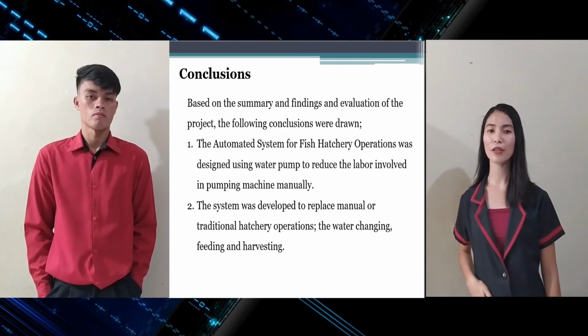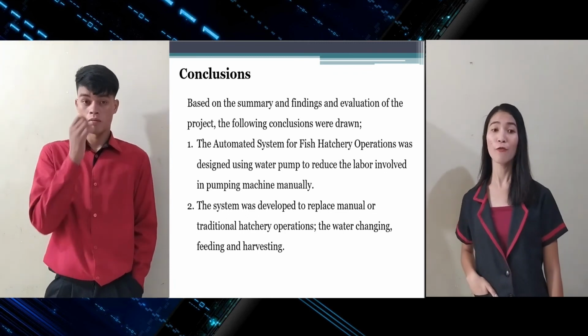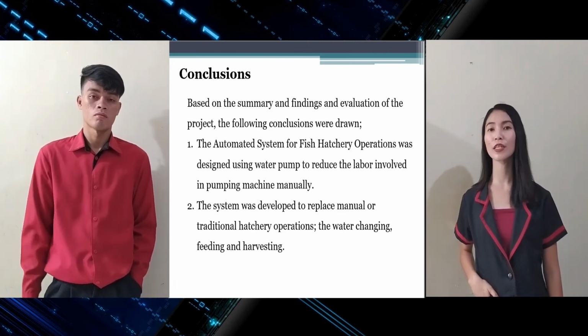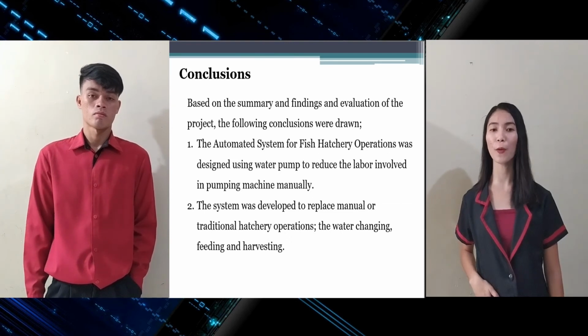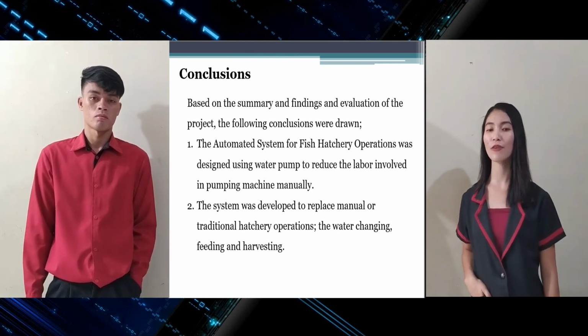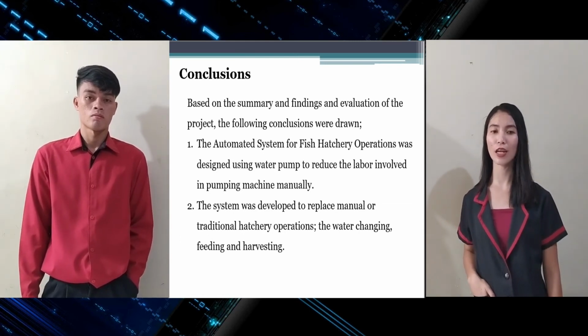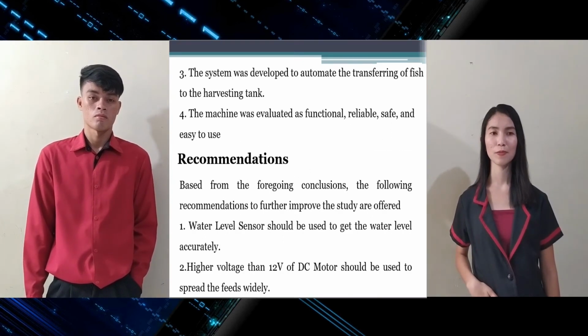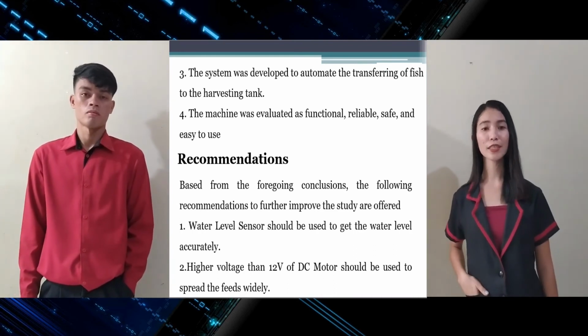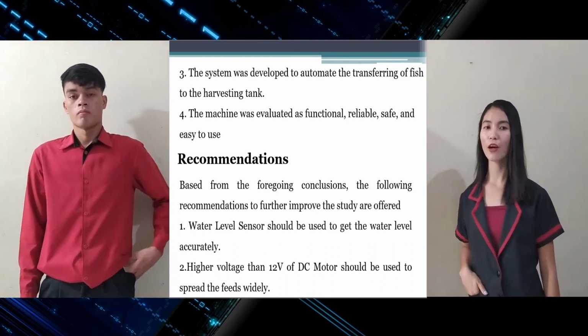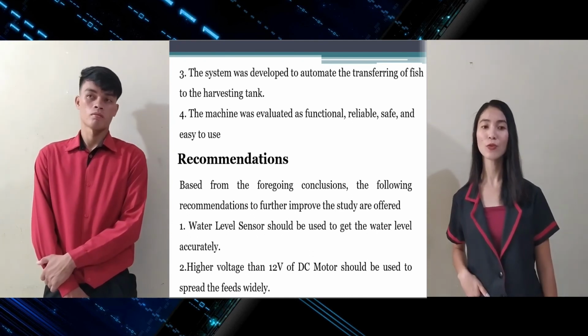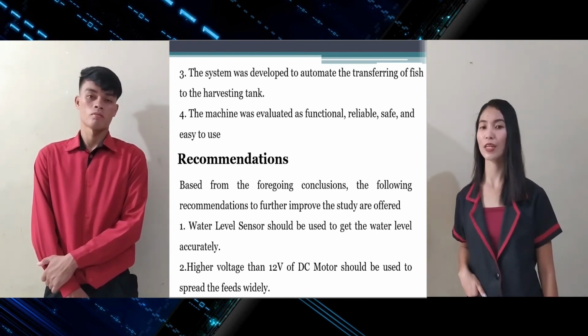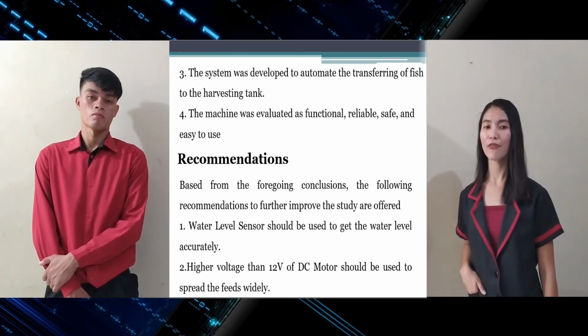Conclusions. Based on the summary and findings and evaluation of the project, the following conclusions were drawn. First, the automated system for fish hatchery operations was designed using a water pump to reduce the labor involved in pumping manually. The system was developed to replace manual or traditional hatchery operations: the water changing, feeding, and harvesting. The third is the system was developed to automate the transferring of fish to the harvesting pump. The last one is the machine was evaluated as functional, reliable, safe, and easy to use.